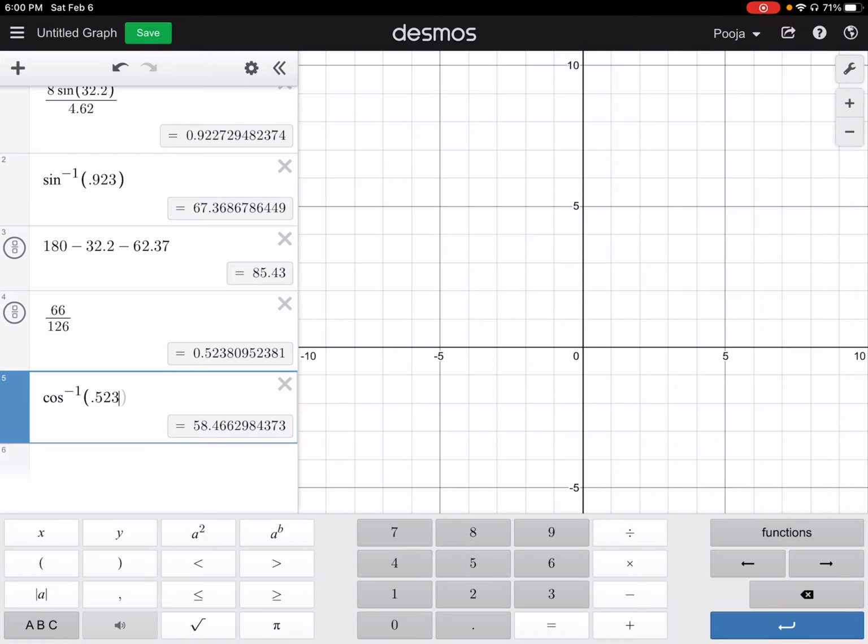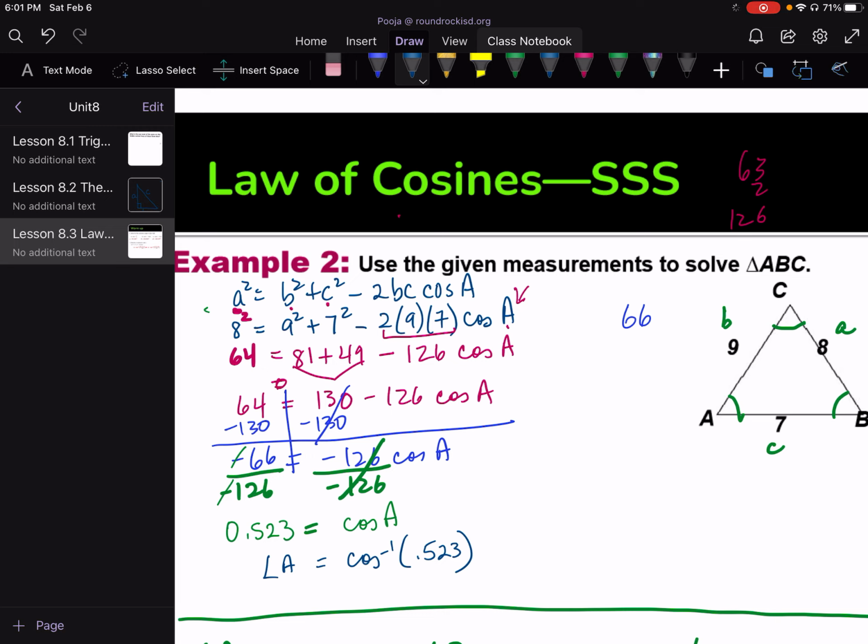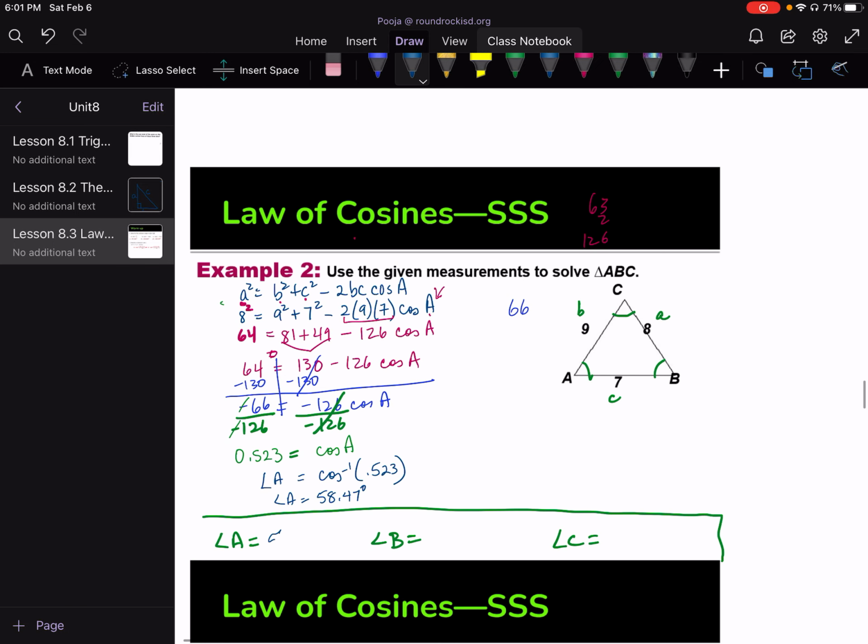And I am in degrees, so 58.47. Angle A turns out to be 58.47. Yes, that was a lot of work. We did find our first missing angle. This was the first step. It requires some practice.